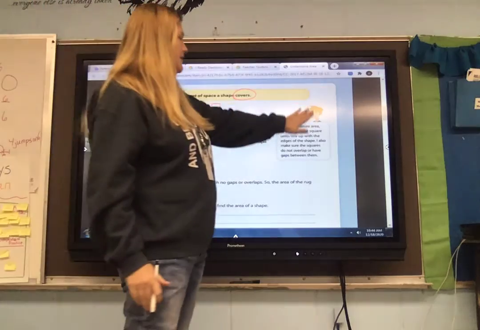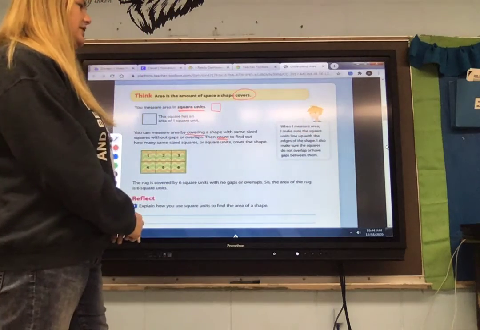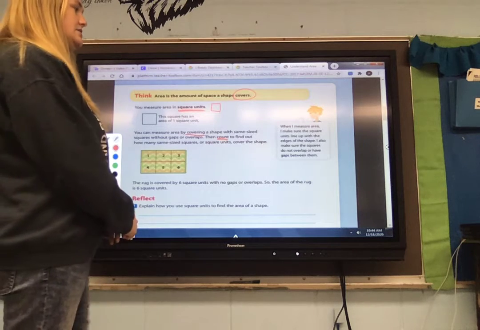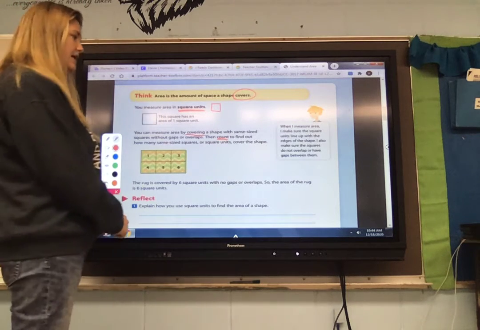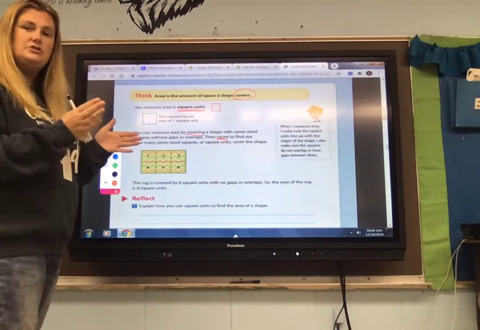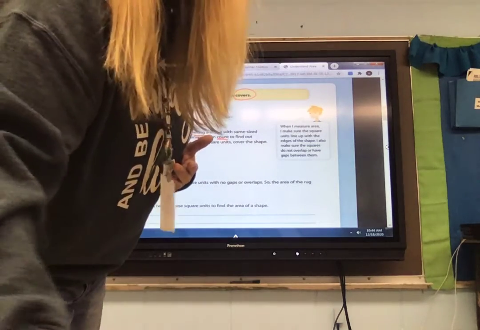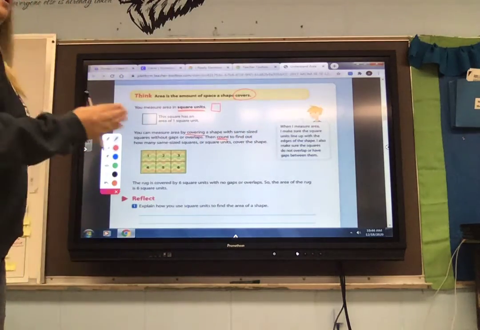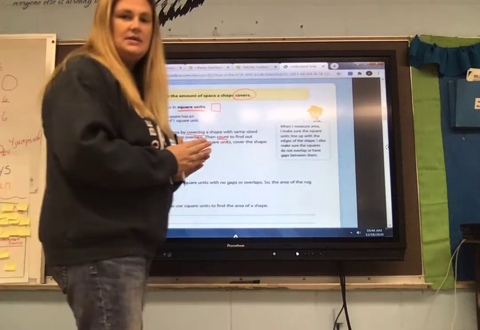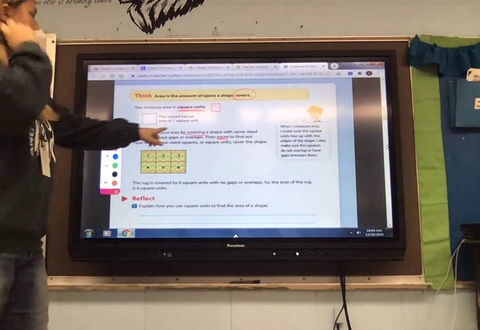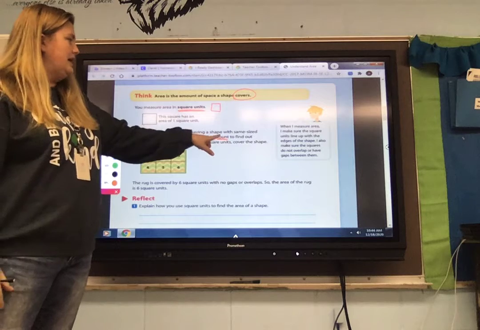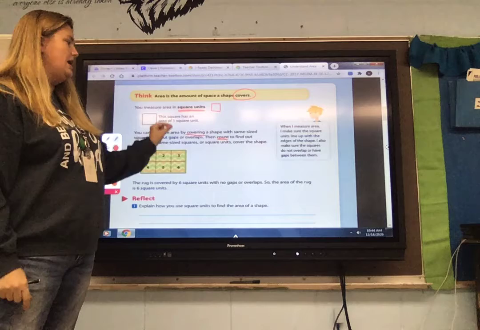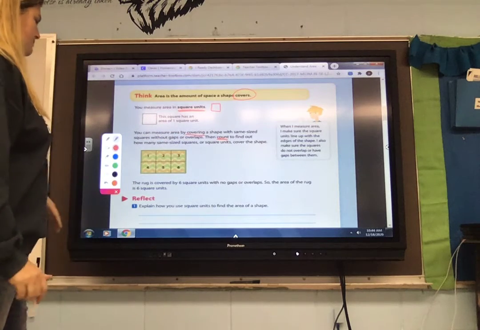Look at our little boy here. He's telling us when he measures area, he makes sure the square units line up with the edges of the shape. He also makes sure the squares don't overlap or have gaps between them. Now, a gap is just a space. A gap is a space between your squares. So you don't want any spaces. You want them to be side by side. Okay? So we underline covering. We underline count to help us remember that's how we're finding area. We're going to take our square units and cover our shape, and then we just simply count our squares.